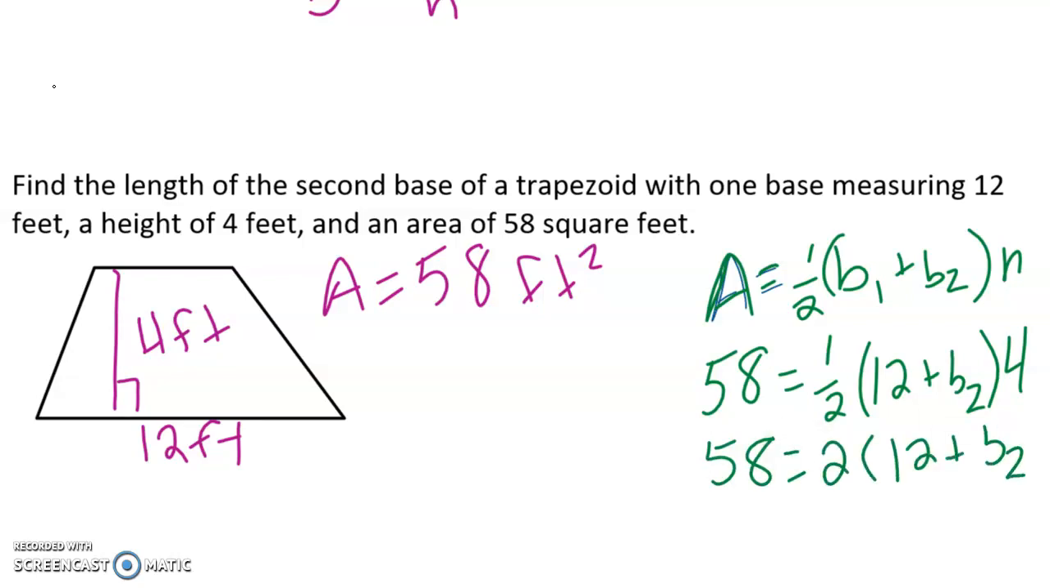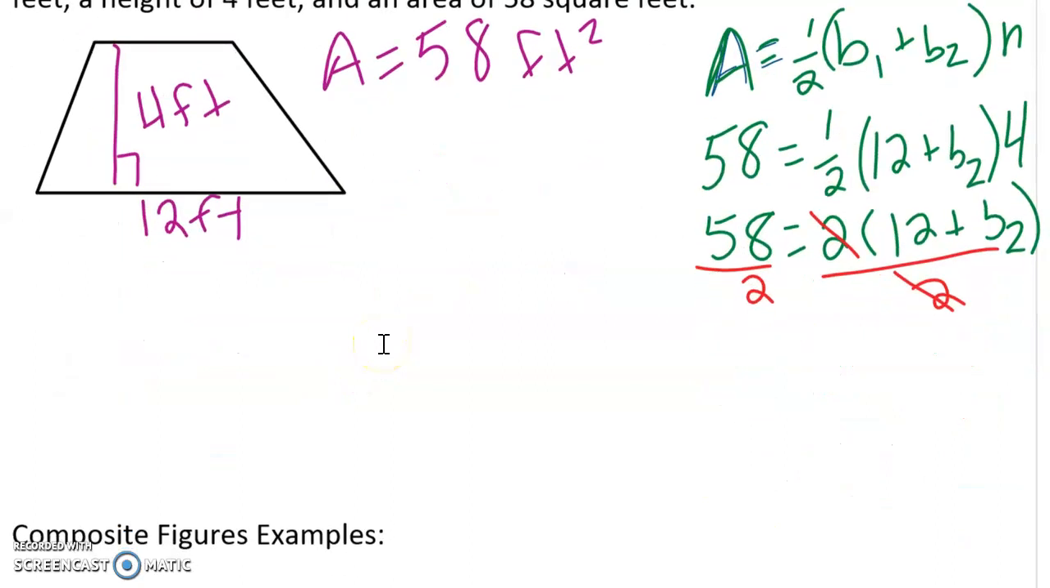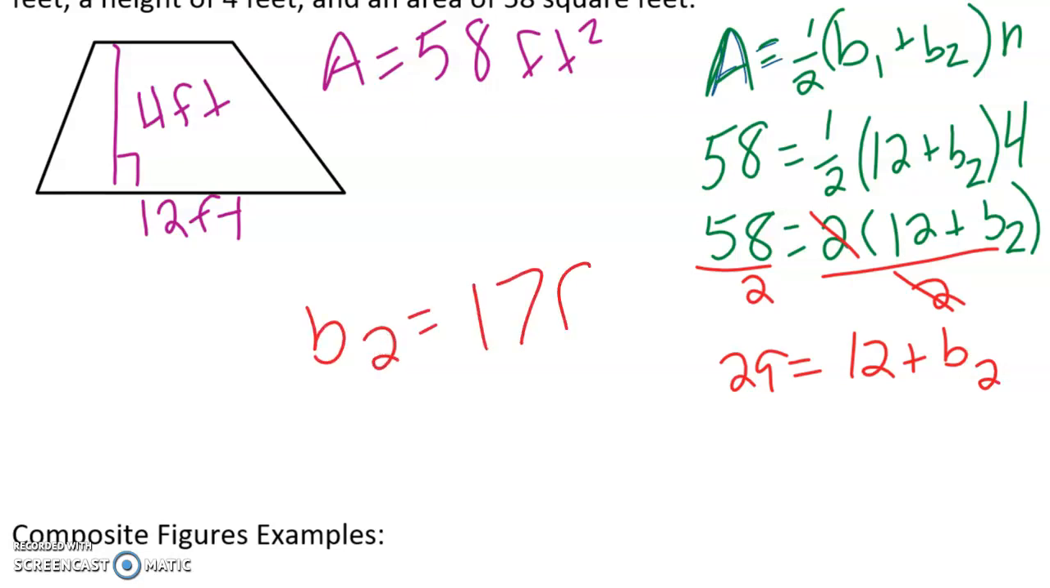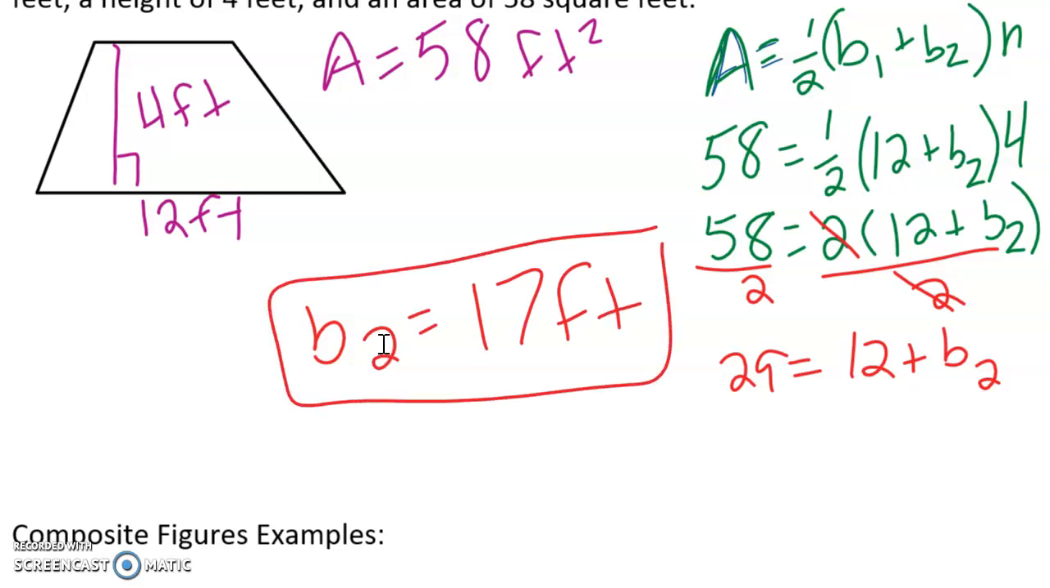And instead of distributing first, which you could do, that would be fine, I'm actually going to divide everything by 2. Because if I divide this whole side by 2, those are going to cancel each other out. And then I can do 58 divided by 2, which is going to give me 29. So we get 29 equals 12 plus b2. I subtract 12 on both sides, and we get that our second base is equal to 17 feet. And once again, you notice that I have my units in my answer.